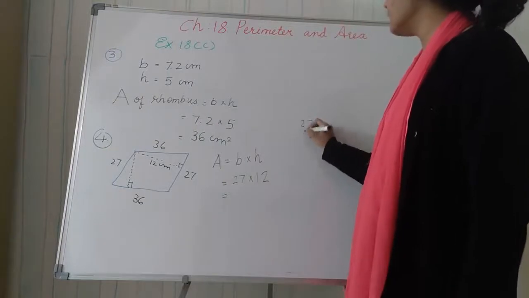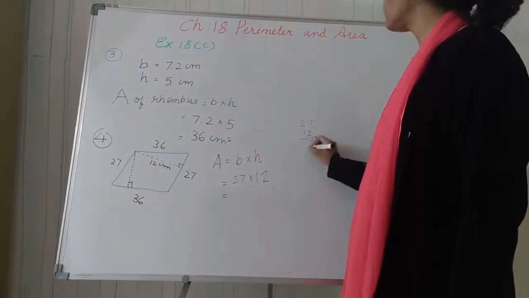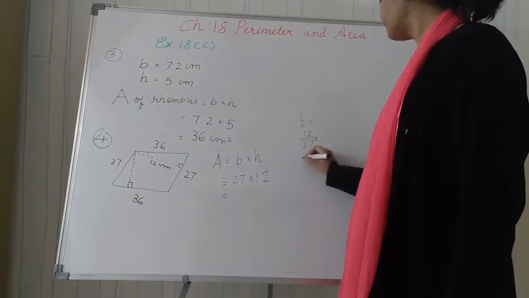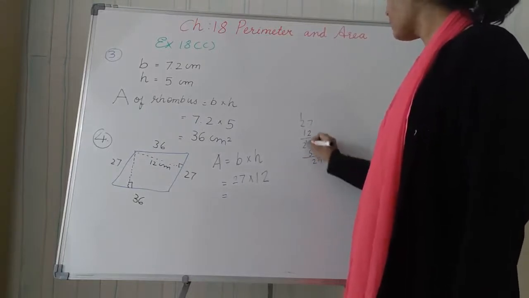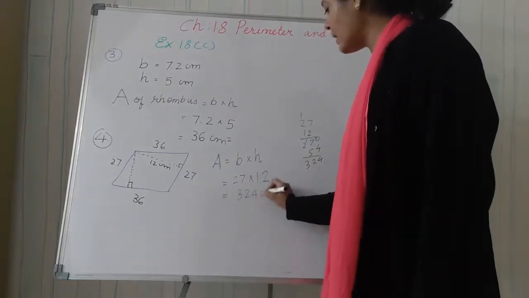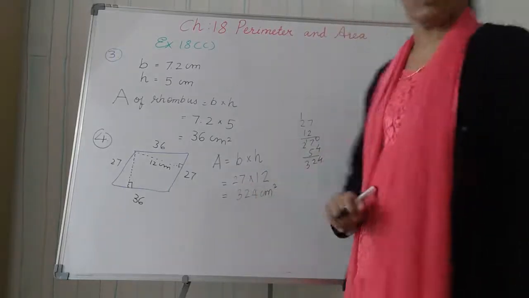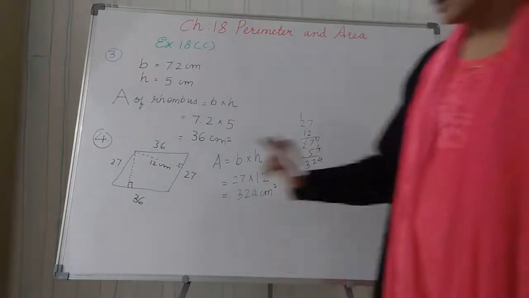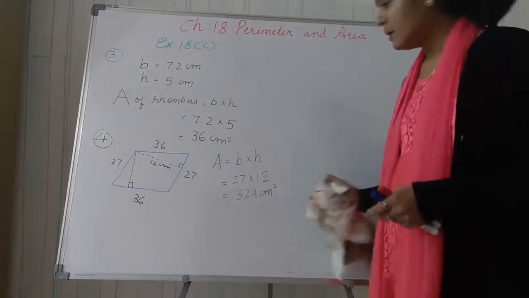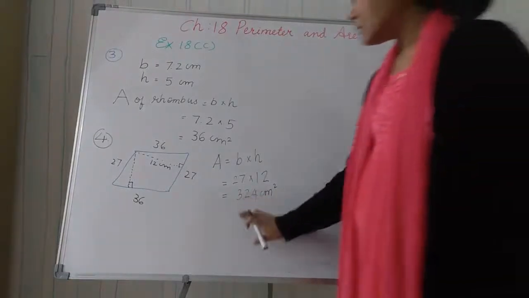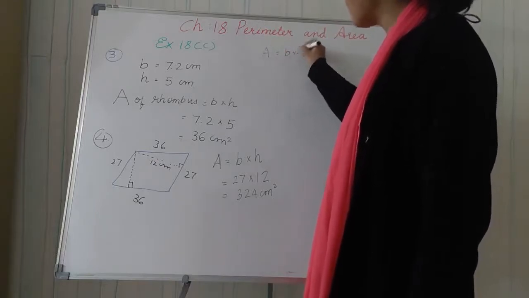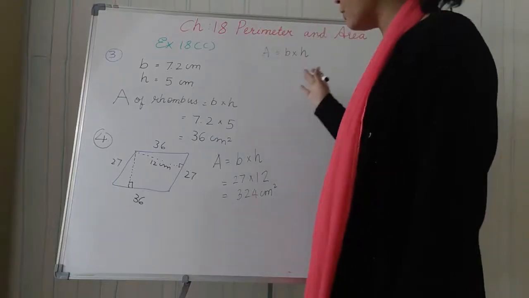So let us find the answer of it. So that is 324 centimeters square. So this is the area we found. Now the question is, you have to find this distance between the two longer sides. For that, this is the area only. So now area is equal to base into height. Again applying the same formula.